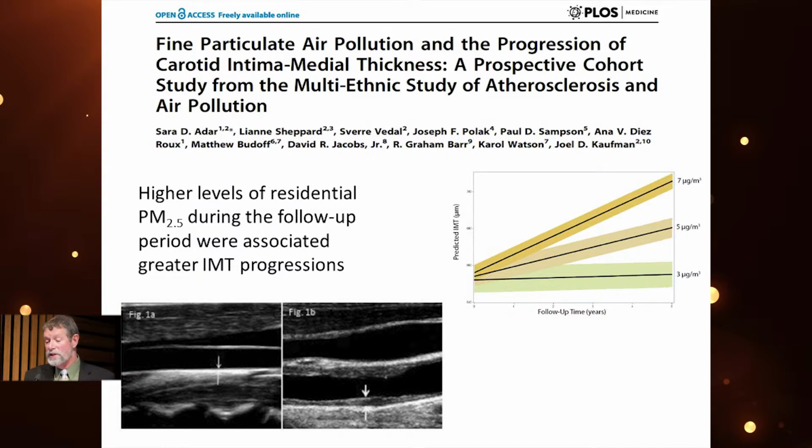And so higher levels of residential PM 2.5 during the MESA Air study were associated with greater IMT progression. And this is a dose response, or exposure response, I guess I should say. There wasn't much going on. I think this is 3, but it doesn't take much, just 2 micrograms per meter cubed difference to see quite a big effect. Again, suggesting that the current standard is not even adequately protective.